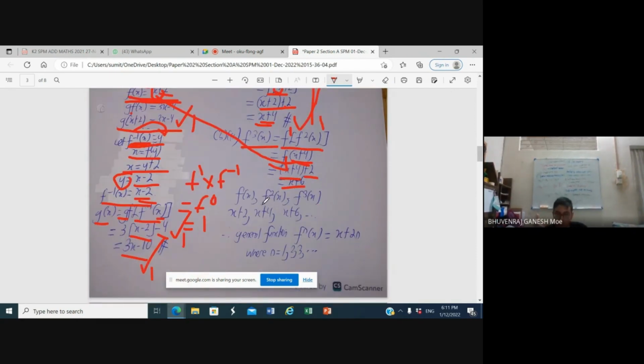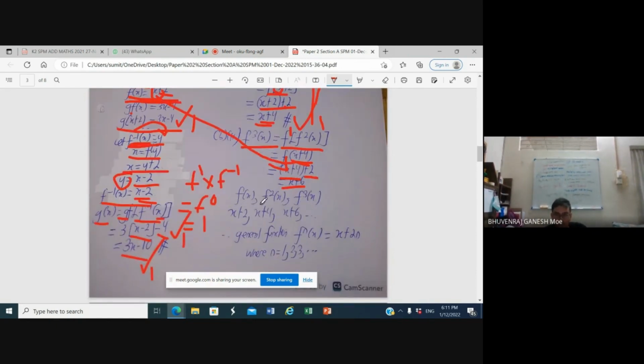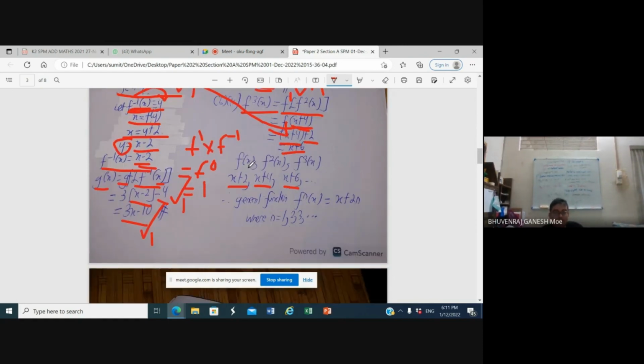So then you make a conclusion, because they didn't ask you to find f cube x. They asked in general form. So f x, f square x, f cube x. This is like progression. Another relation. Function can be related to progression also. So you need to master progression also to form general form. So you get x plus 2, x plus 4, x plus 6. So how is this? Arithmetic lah. Plus 2. Don't be scared lah. It's okay. Plus 2. And then here is plus 2. Plus 2 here.